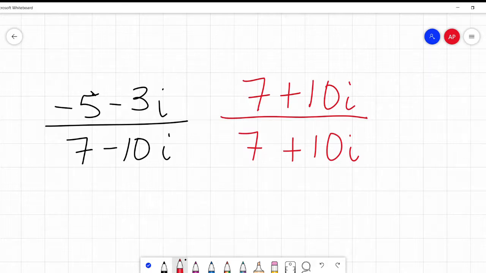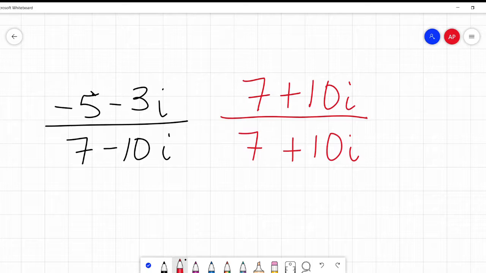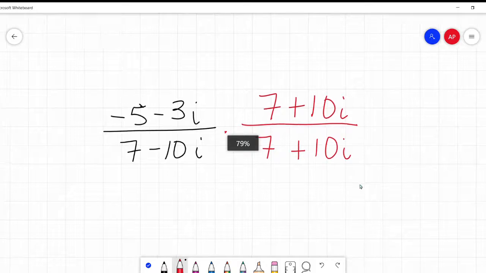So just like before, a number over the same number equals 1. If I multiply this by 7 plus 10i over 7 plus 10i, it will equal 1. This whole thing equals 1. I'm multiplying by 1. I'm not changing anything. Why on earth would I want to do this?